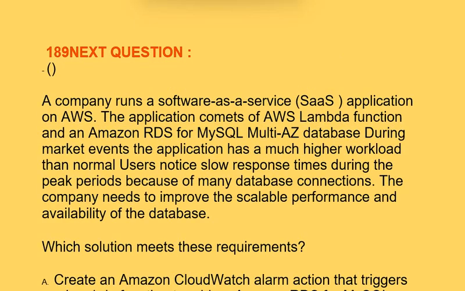Question: a company runs a software as a service (SaaS) application on AWS. The application consists of an AWS Lambda function and an Amazon RDS for MySQL Multi-AZ database. During market events, the application has a much higher workload than normal. Users notice slow response times during the peak periods because of many database connections. The company needs to improve the scalable performance and availability of the database. Which solution meets these requirements?